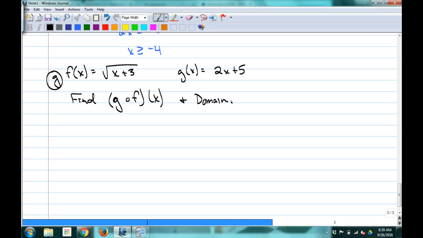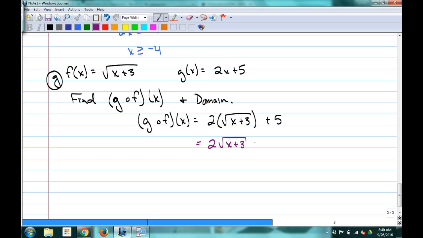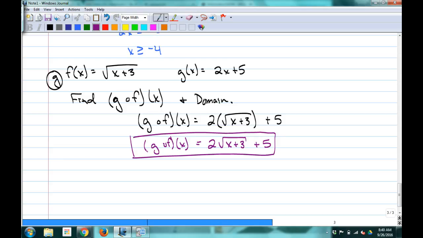All right, so let's find that function composition. 2 times the square root of x plus 3, plus 5. Not really anything you can do to that. It doesn't get any prettier. And there's our function composition. That one's an easy composition to make. Maybe the domain's just as easy, hopefully.